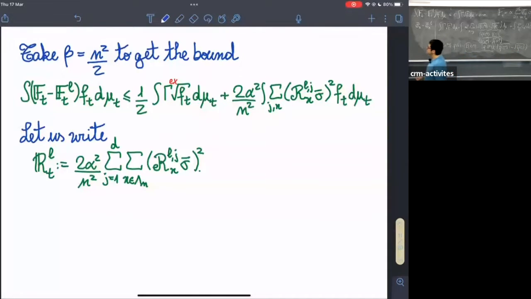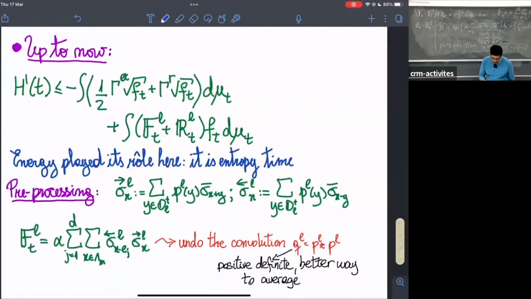Okay? So let me give a name to that guy. So that's the name. And so what we show now, summarizing all the computations we've done up to now, is that we have proved that the derivative of the entropy is smaller or equal to something. So I put 1/2 because maybe later one could need a little bit more of the energy to do more averages. Okay, so this is something that's the basis of this renormalization business.